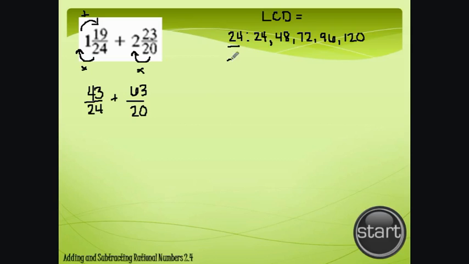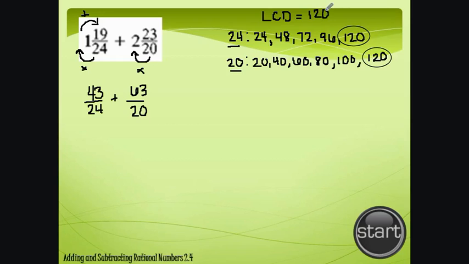Now we're going to list the multiples of 20. We have 20. 20 times 2 is 40. Plus another 20 is 60. 80. 100. And we have 120. And only 2 values are in common so far. And this is the smallest, which is 120. So our least common multiple, or in this case, our least common denominator, will be 120.